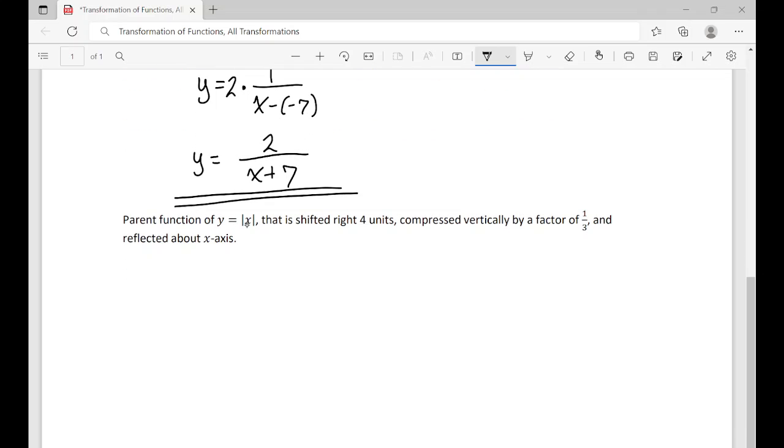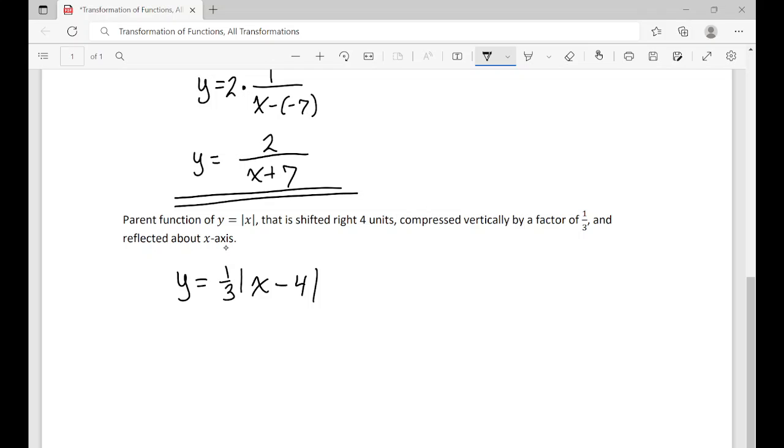Last, we got y equals absolute x. This time it's shifted right, compressed vertically by a factor of 1/3, and reflected about the x-axis. So we got a bunch going on here. So we got our function, y equals absolute x, and we are shifted right 4, so right is positive. So it's going to be x minus a positive 4. It's compressed vertically by a factor of 1/3, so that means in front of the whole function we're going to have a 1/3.